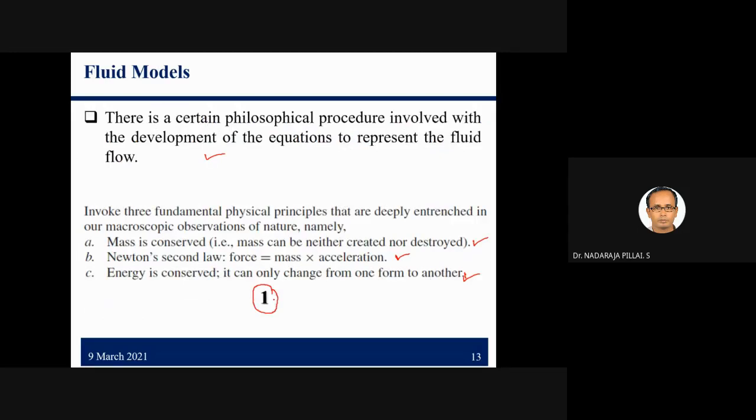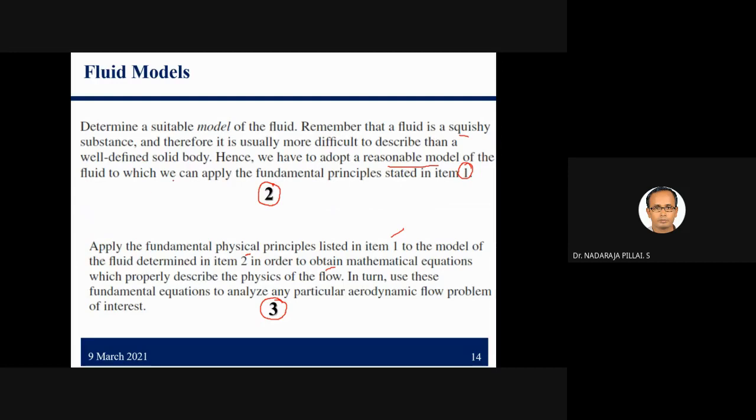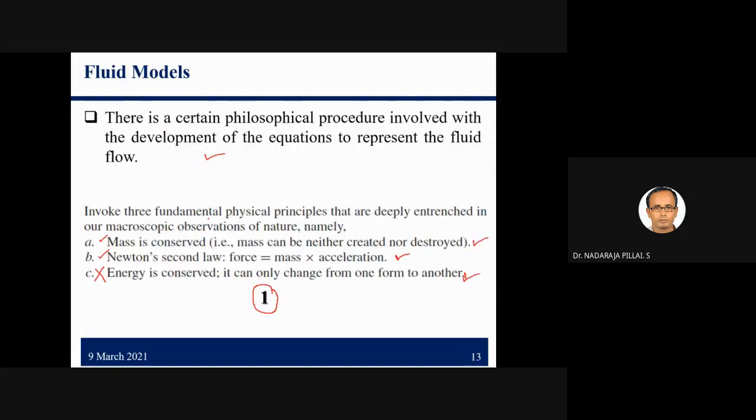Whether we consider all of these, mass, momentum, and energy conservation, depends on the case. In certain cases where temperature is not involved, I understand the nature of the flow and don't consider energy; I consider only mass and momentum. Then I need to select the fluid model, proceed to obtain the equation, and solve it to understand the physical characteristics of the aerodynamic flow. So fluid models are necessary. Of course, we will discuss the conservation of mass, momentum, and energy. You might have gone through that in integral form, probably in fluid mechanics before, but still we will look into that.